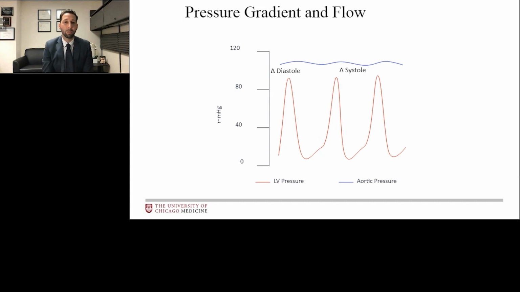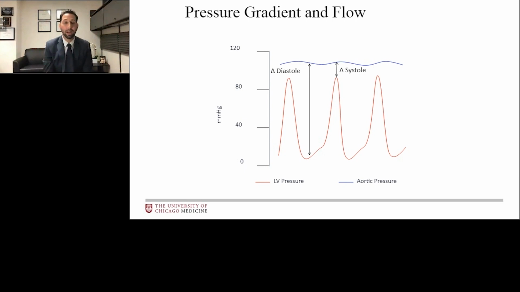What I described before was the instantaneous flow response to the instantaneous pressure. But we know that the pressure gradient is constantly changing throughout the cardiac cycle. So let me walk you through this slide here. In red, we have the left ventricular pressure versus time tracing. And in blue, we have the aortic pressure versus time tracing. In this example, you have a patient who's supported by an LVAD, whose aortic valve would not be opening. And I know that because there is a pressure gradient at peak systole. If the valve were to be able to open, the red line would be touching the blue line.